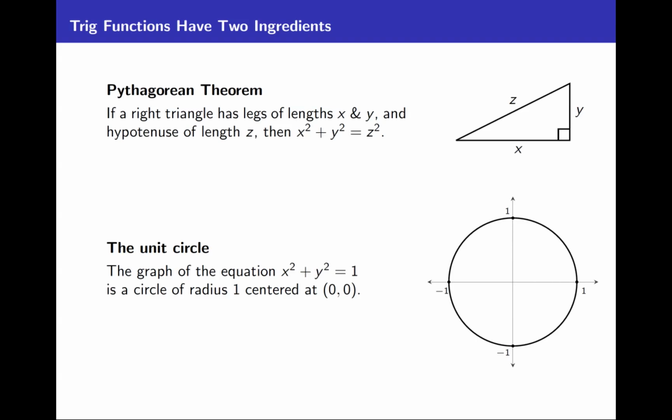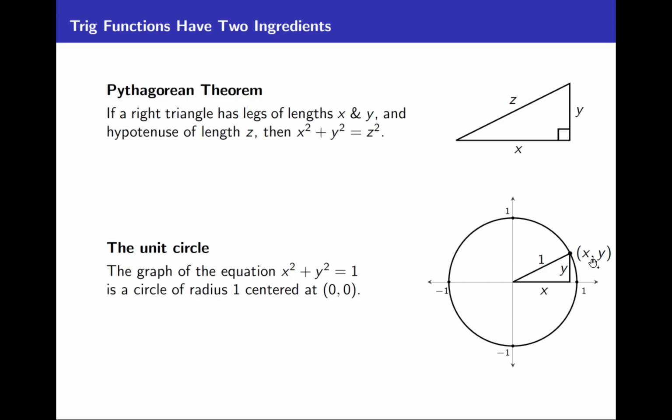Now, to see why the equation x squared plus y squared equals 1 has a graph that's the unit circle, take an arbitrary point xy on a circle of radius 1 centered at the origin. So the distance from xy to the origin is 1, as indicated here. And the x coordinate of this point xy can be thought of as a horizontal side of a triangle, and the y coordinate is the vertical side. And by the Pythagorean theorem, x squared plus y squared equals 1 squared, or x squared plus y squared equals 1.